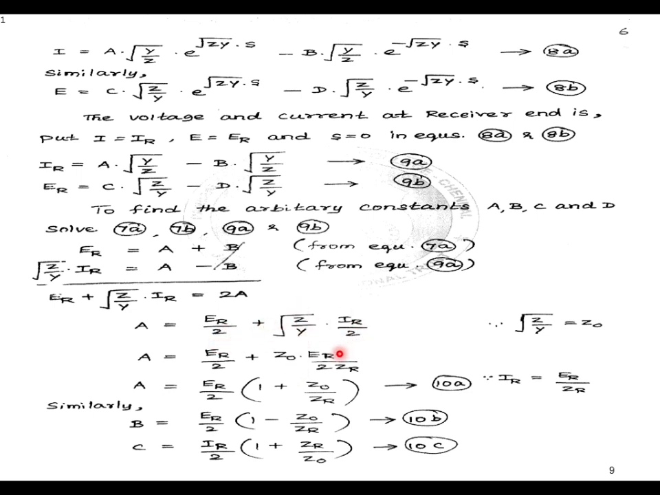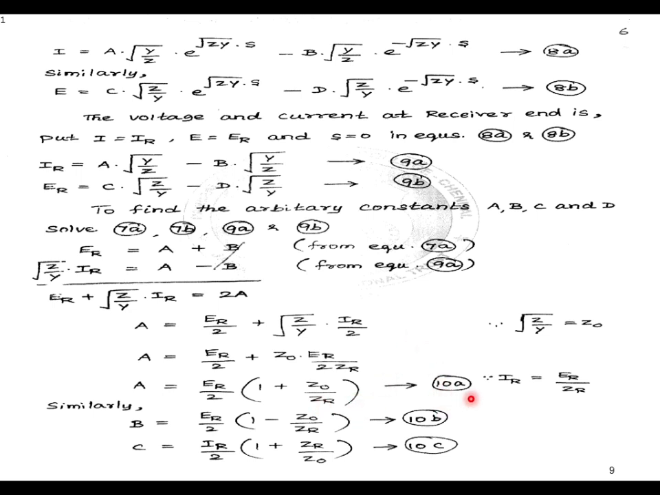So already we know this root of ZY, the characteristic impedance Z0. Instead of that root of ZY, you substitute Z0. So A equals ER divided by 2 plus Z0 into ER divided by 2 into ZR. So we can write A equal to ER divided by 2, take outside, so we can get 1 plus Z0 divided by ZR. This is equation number 10a.